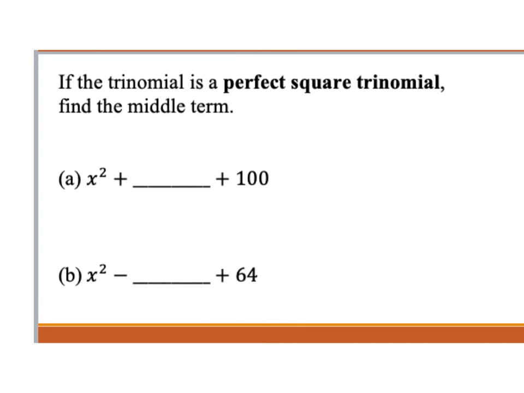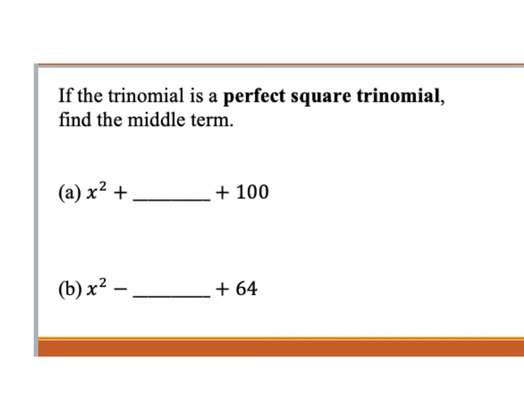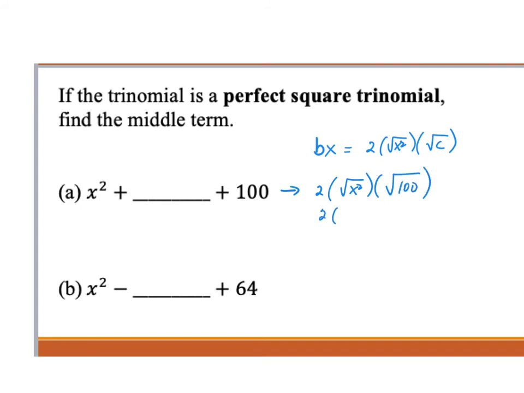Next, if the trinomial given is a perfect square trinomial, find the middle term. Our formula for the middle term, bx, is 2 times the square root of x squared times the square root of c. So let's go back here to this first one. The middle term will be 2 times the square root of x squared times the square root of 100. So that will be 2 times x times the square root of 100, which is 10. 2x times 10 is 20x.